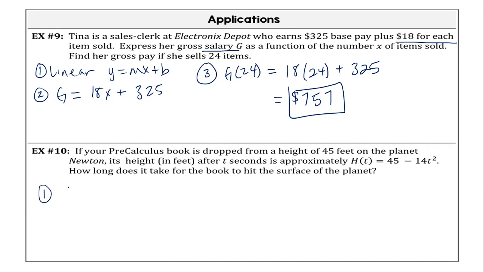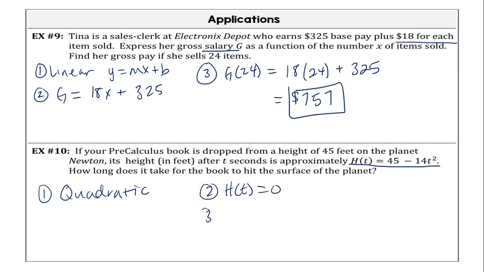It's a quadratic. It's a quadratic because they gave it to us. We don't even create it. So we know that we're working with a quadratic. Then we're going to look and see what it wants us to find. When it hits the ground, which means when it equals 0. We want to know when it is going to be 0. So what we're looking for is when h of t is equal to 0.